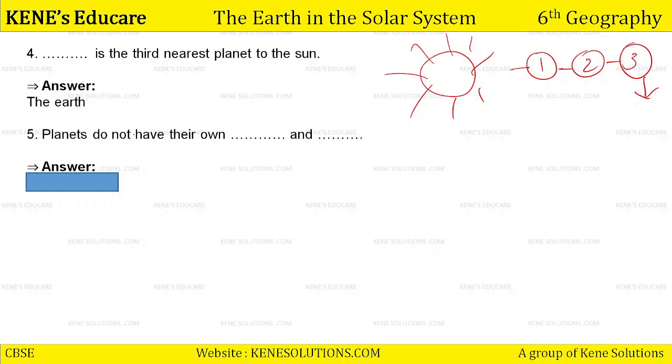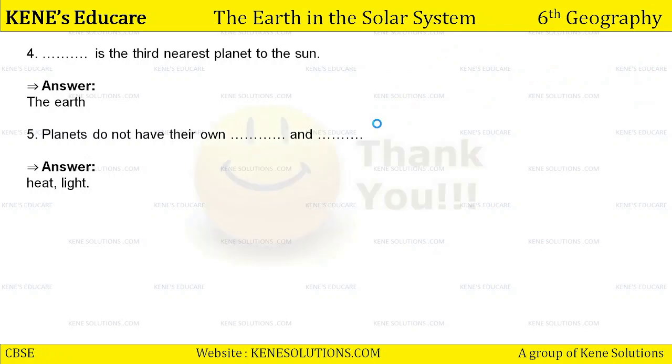Okay? Fifth statement says, planets do not have their own dash and dash. Planets के पास अपना क्या नहीं होता? It's heat and light. क्योंकि heat and light planets को sun से मिलती है, right? The planets get their heat and light from the sun, okay?